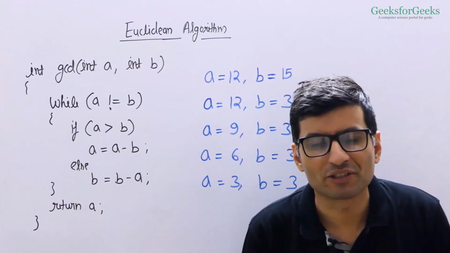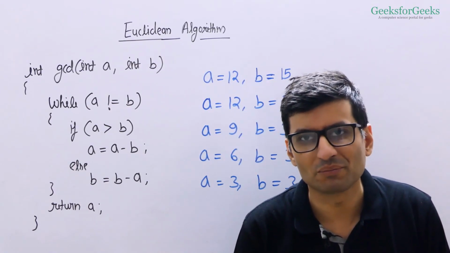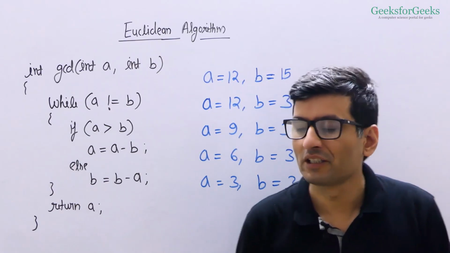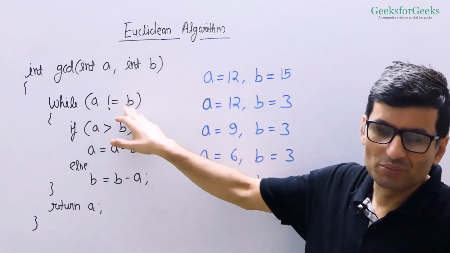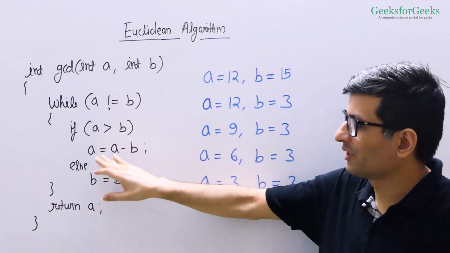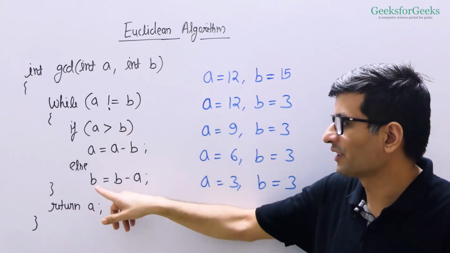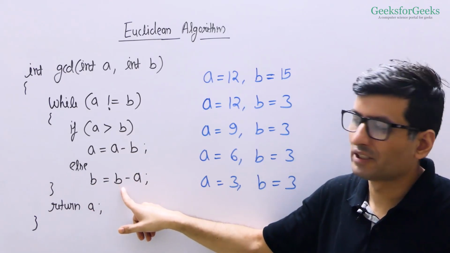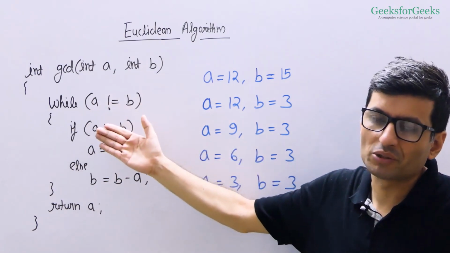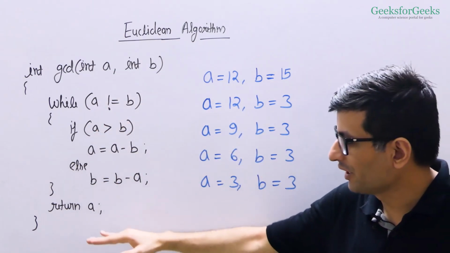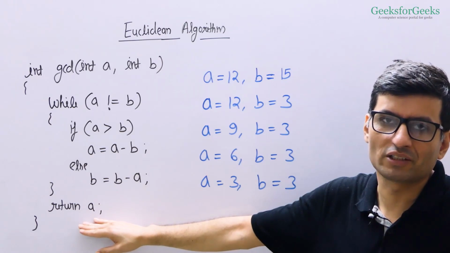Here is an implementation of Euclid algorithm using the basic idea that we just discussed. So while A is not equal to B, if A is greater than B, then do A equal to A minus B. Otherwise, B is greater than A. In that case, do B equal to B minus A. And stop when A and B become equal. In that case, you can return any of the numbers A and B as your final result.